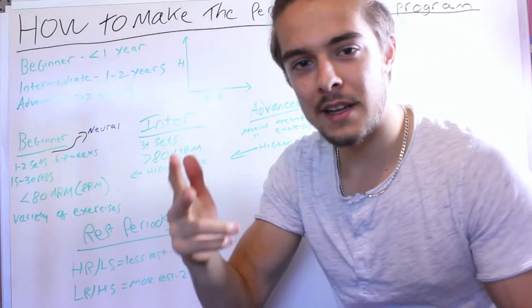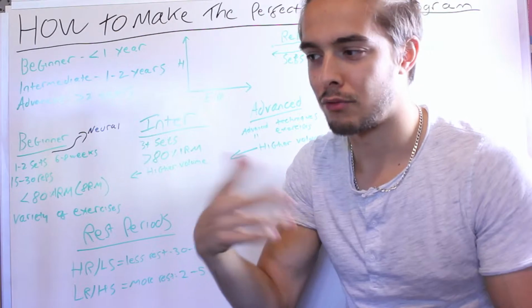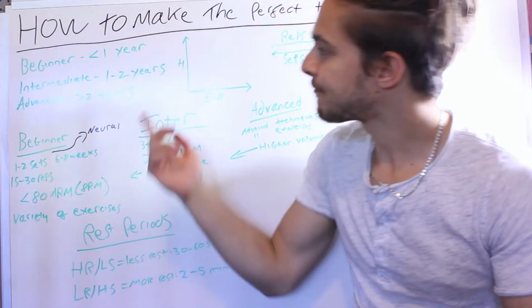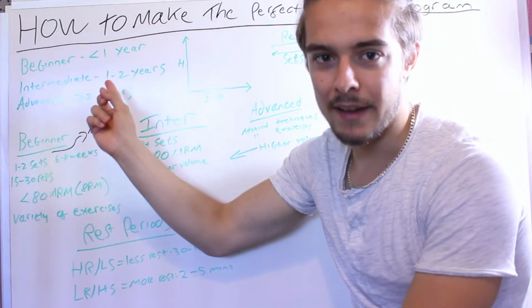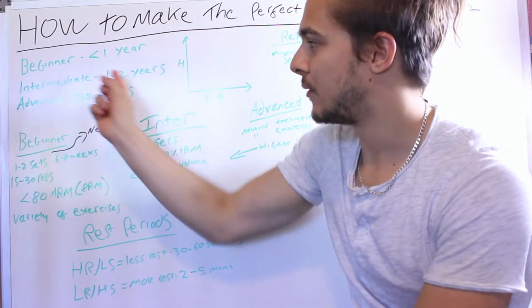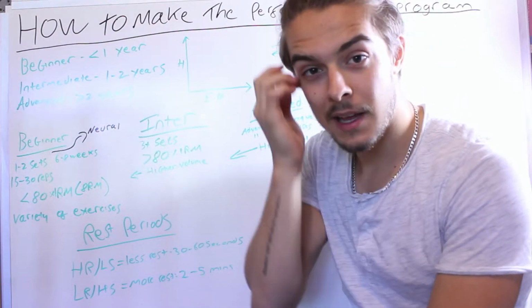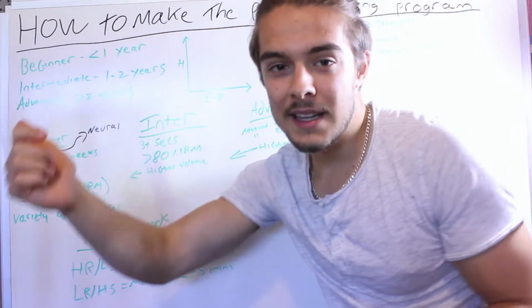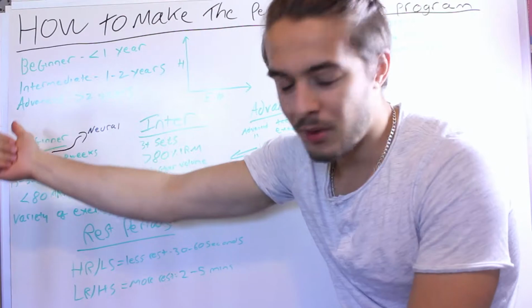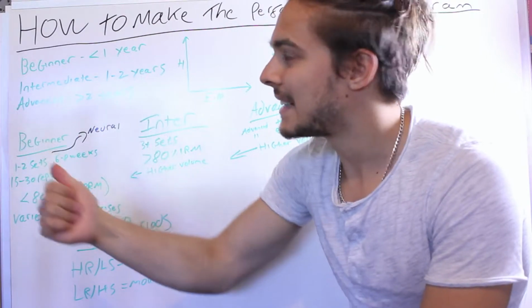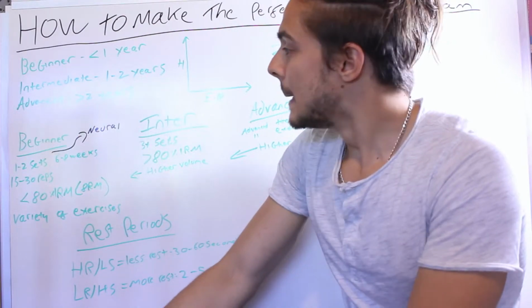Now there are three types of athletes, or three types of people who go to the gym. We have the beginner who's been going less than a year. That puts you into the beginner class. If you've been going for 1 to 2 years, that puts you into the intermediate class. If you've been going for more than 2 years, that boosts you up into the advanced category.